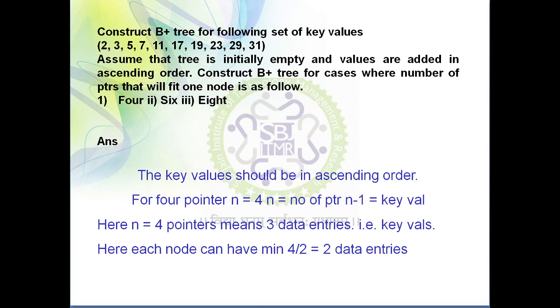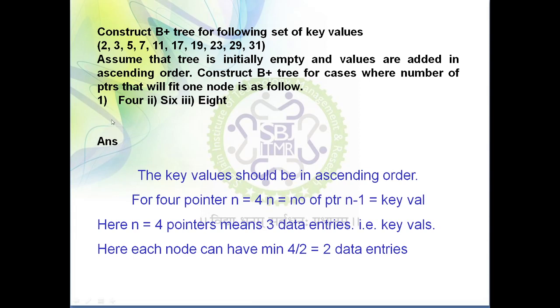Key values should be in ascending order. So while solving this particular numerical, you need to make sure that the given set of key values is sorted in ascending order. Sometimes you will get the keys in ascending order, sometimes in random order. So you need to arrange all these values in ascending order. This is a very important thing you need to understand. First of all, check whether the given set of keys is in ascending order or not. Suppose it is already in ascending order, then there is no issue. But suppose it is not, you need to arrange it in ascending order.